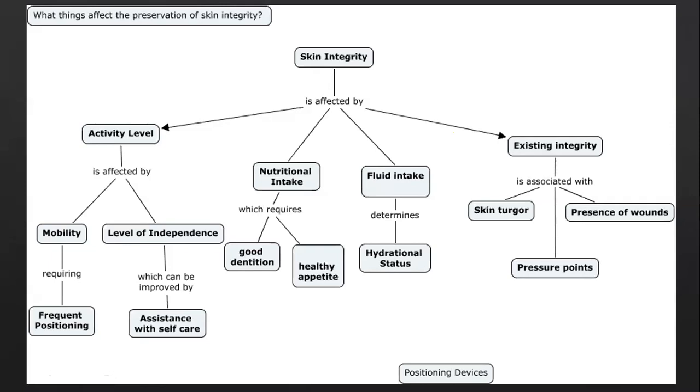Now, if you look at the right, if you got existing integrity, then you got to be looking at your skin turgor, the presence of any wounds, and pressure points. If you've got somebody that has pressure points, and pressure points could be anywhere. Y'all take me some pressure points. Lower back, heels. Lower back. What else? Elbows, ankles, elbows. Heels. Behind the knee. Sometimes the butt.